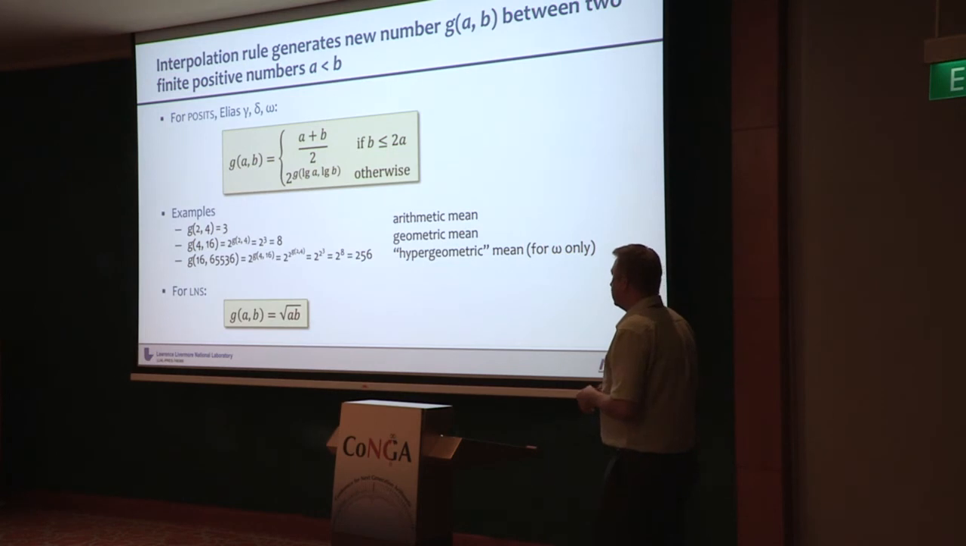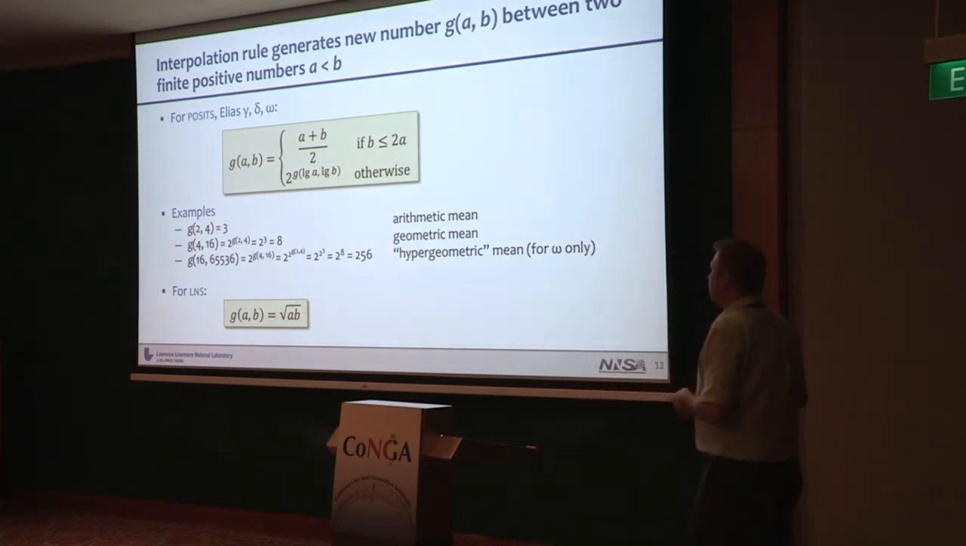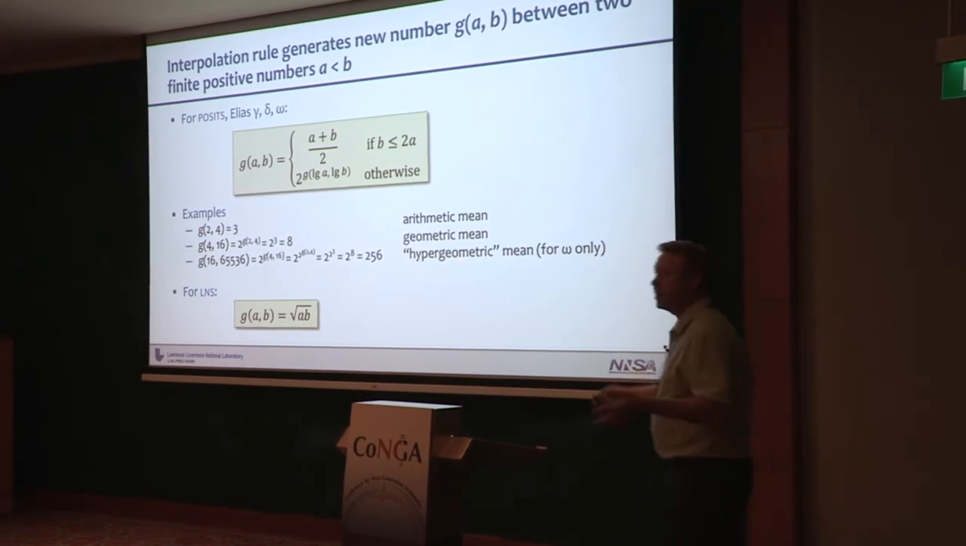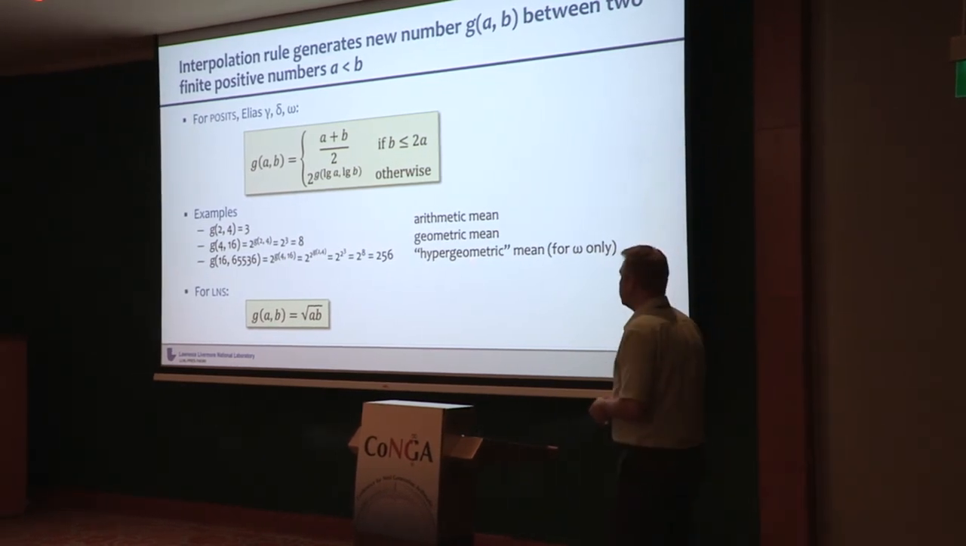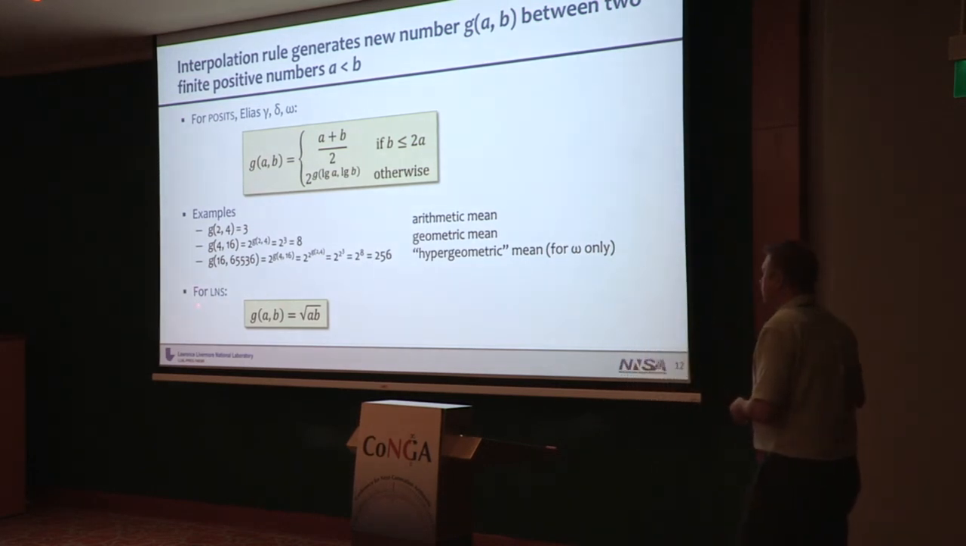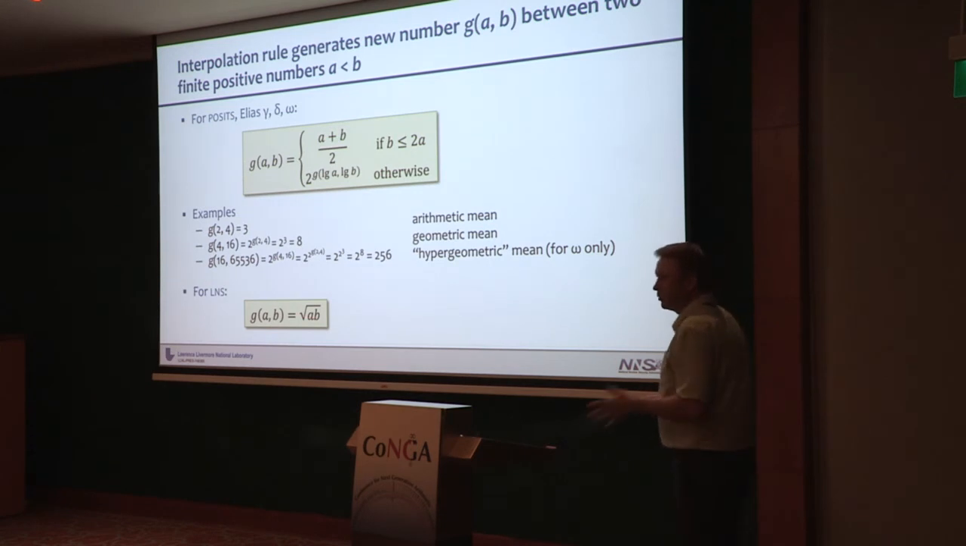Okay, so I've given you a few examples down here of how we do this. For everything but Elias omega, we can get away with just the arithmetic and geometric mean. For omega, we need something that I call hybrid geometric mean, which sort of generalizes beyond that. For logarithmic number systems, or LNS, all we do is a square root everywhere. Okay, so also a very simple rule.